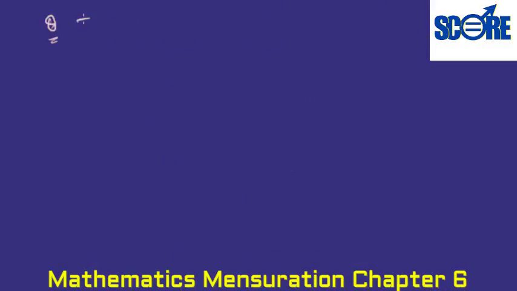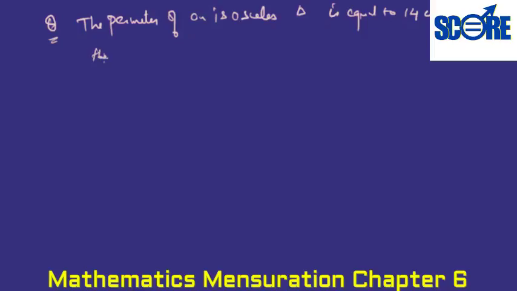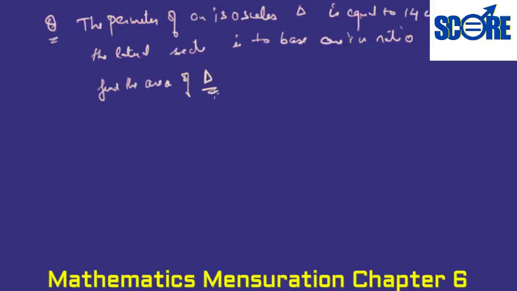Coming to the next question: the perimeter of an isosceles triangle is equal to 14 centimeters. The lateral side and the base are in the ratio 5:4. Find the area of the triangle. Now we have to find the area of the triangle. Now first frame the problem.